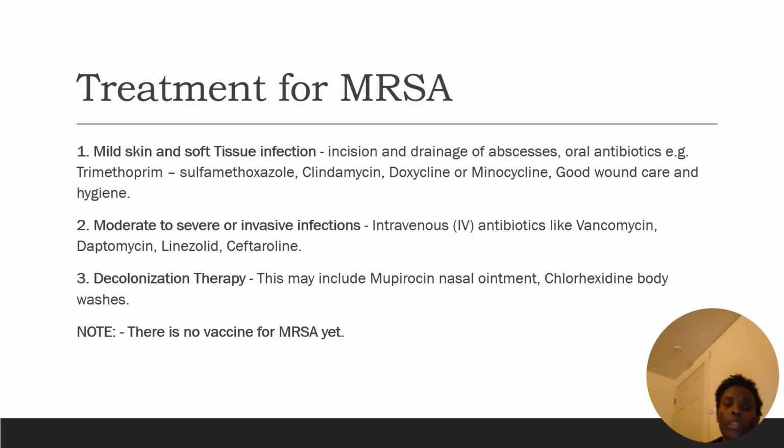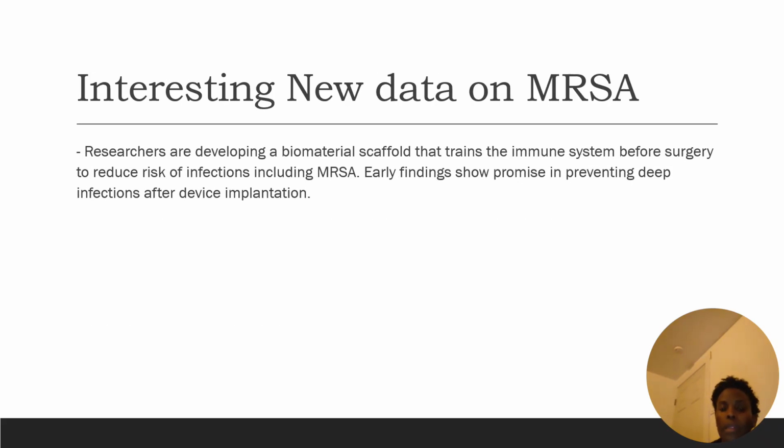So what is the treatment of MRSA? The treatment for a mild skin and soft tissue infection could be incision, drainage, and wound cleaning, and during this process, good hygiene is very much advised. Number 2 would be antibiotics, and if that fails, intravenous antibiotics, those are the IVs. Number 3, we do decolonization therapy, where nasal ointment or body washes are brought on board to see that this MRSA is being treated. I want you to note there is no vaccine for MRSA yet.